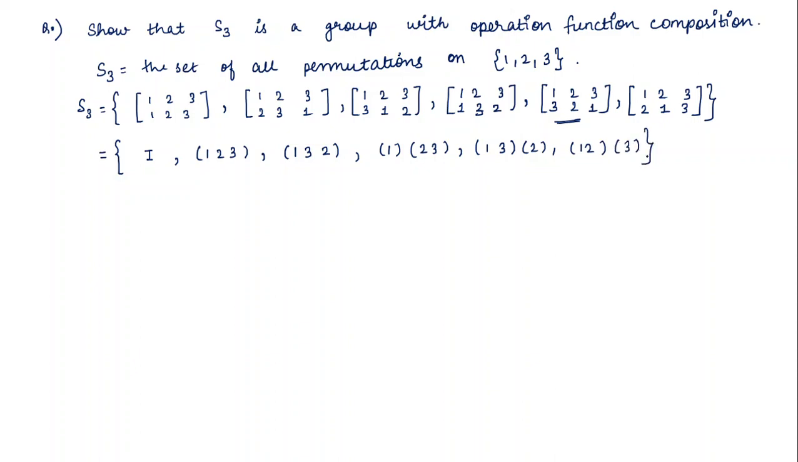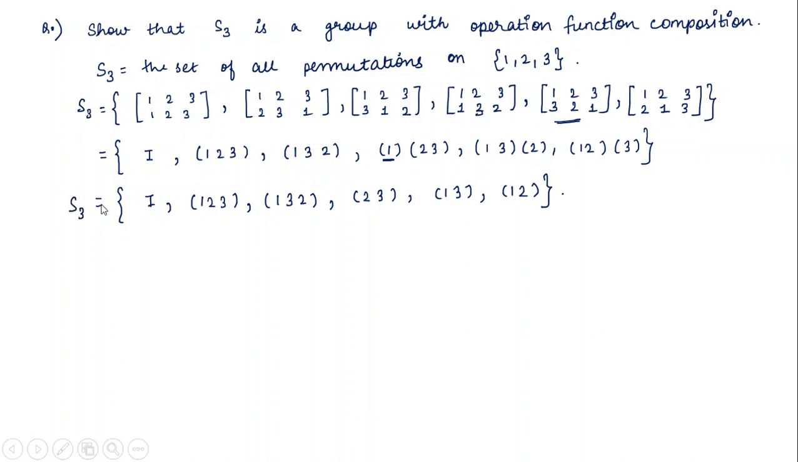So these are the permutations in cycle form, and we know that if an element is mapped to itself, that is, we get a cycle of length 1, it can be avoided. There is no need to write that particular cycle. So we have the elements of S3 as I, (1 2 3), (1 3 2), (2 3), (1 3) and (1 2). Now we have obtained the elements of S3, and we have to show that these elements form a group with the operation of function composition.